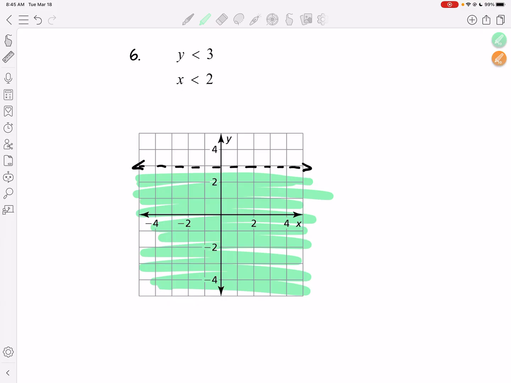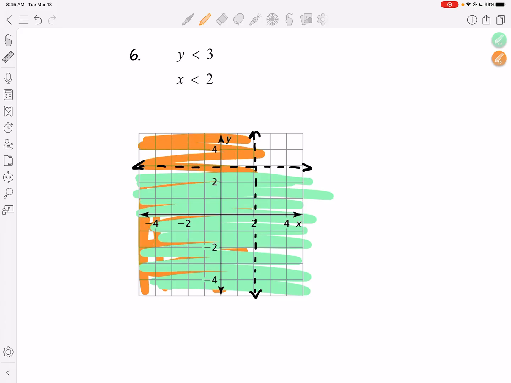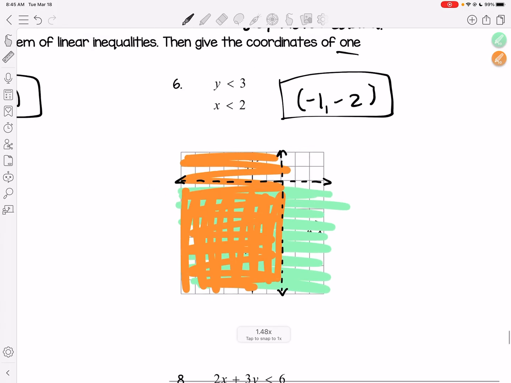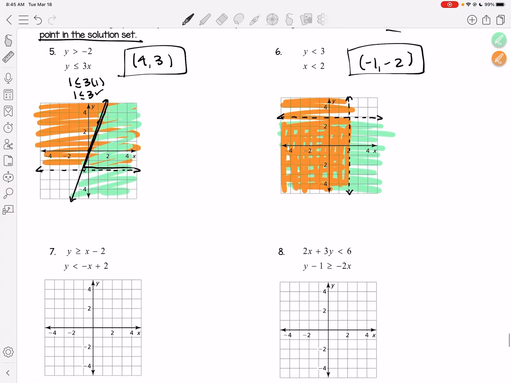And then x is less than 2 means I have a dotted line at 2, like so. And when x is less than 2, that means it's everything on the left like this. So I can see that I have this area in this bottom left corner that has both the orange and the green. So I just pick any point that I want. So I'm going to pick negative 1, negative 2. And if you want to go ahead and pick a different point than me, that's fine. Just make sure it's in that shaded region that has both colors, okay?